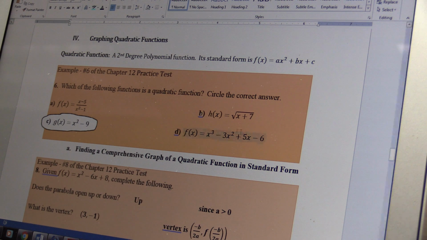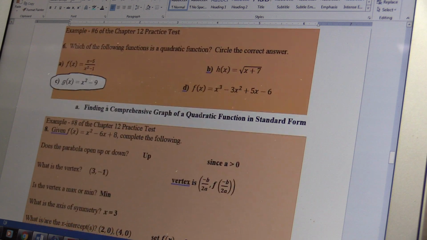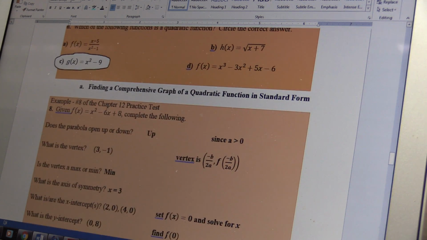Think of a second degree, so the leading term has the highest power of 2. If I asked you to identify a quadratic function and circle them, this one right here, A would not be, it's a rational function. B is a radical function. C is, because of the x squared, and D is not, it's a cubic function because of the x cubed. So the leading term is a second degree polynomial function in particular. So be able to identify that. You'll possibly see questions like that on the test.